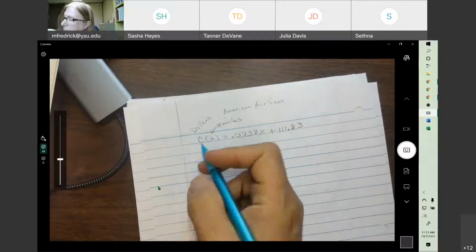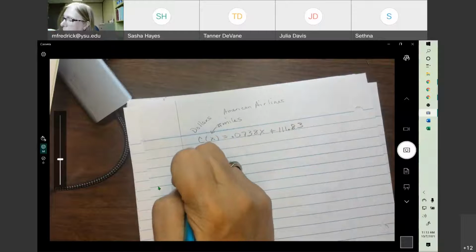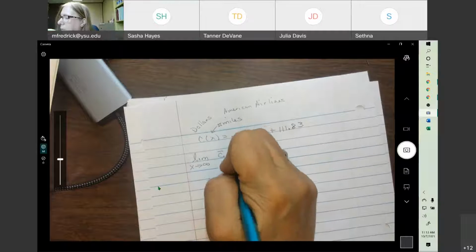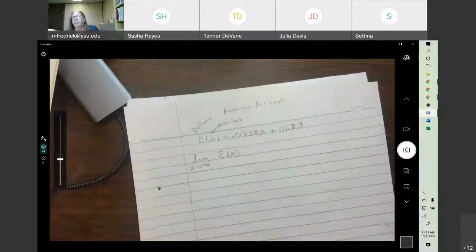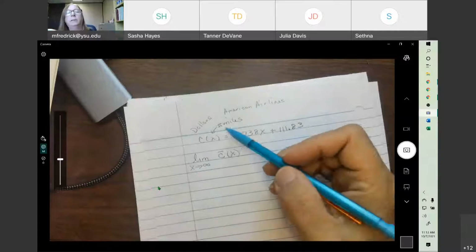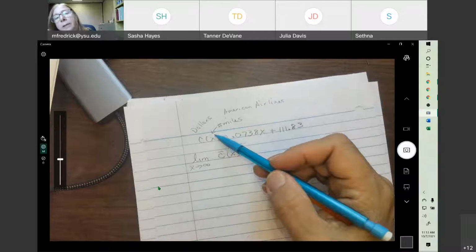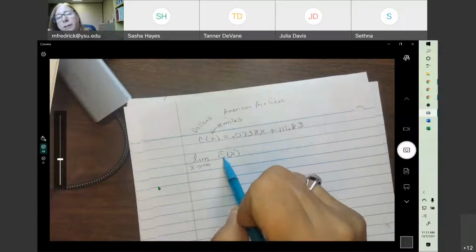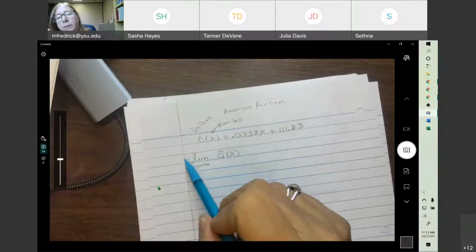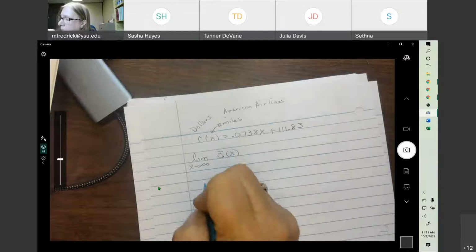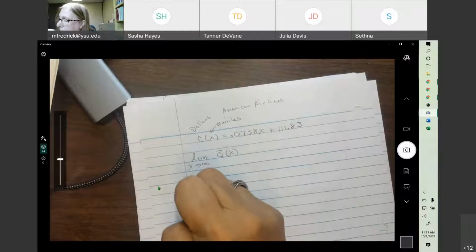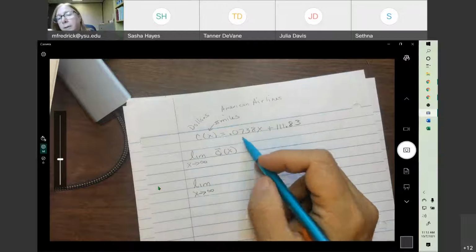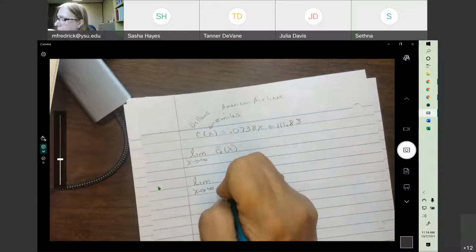They want us to find the limit as x goes to infinity of the average cost function, and then explain what it means. So this is the total cost to fly, however many miles you're going. First, want to find the average cost function, and then take the limit as x goes to infinity. Average cost function, you just take the function and divide by x.